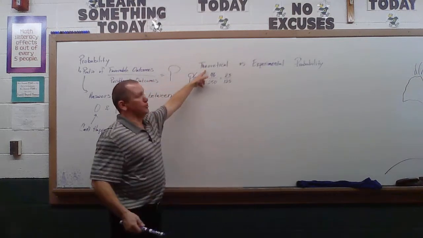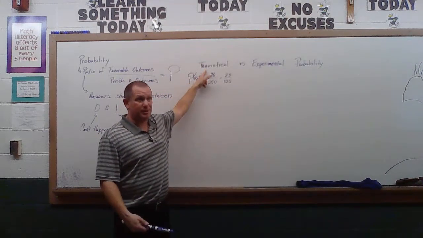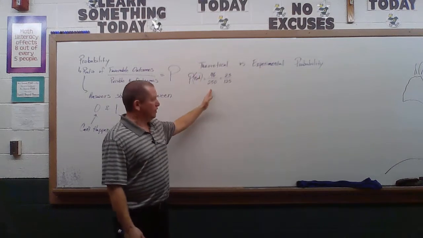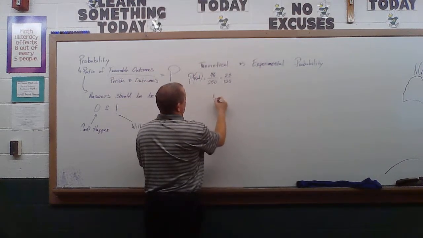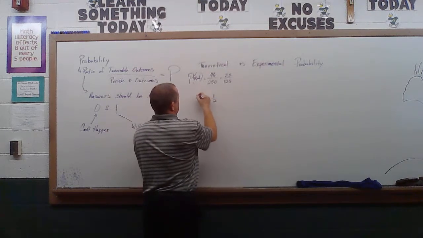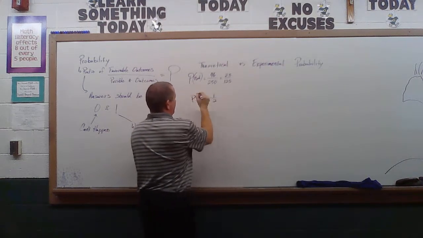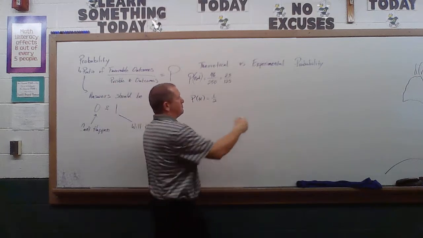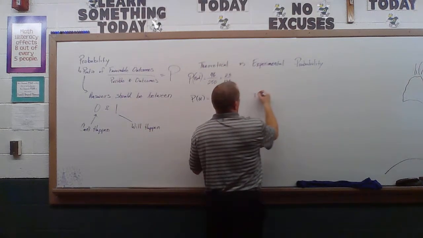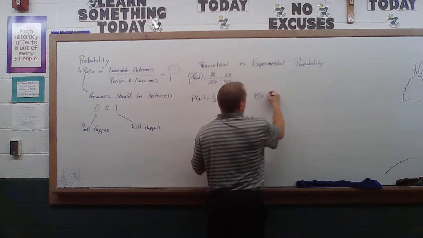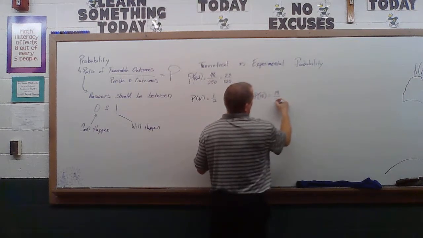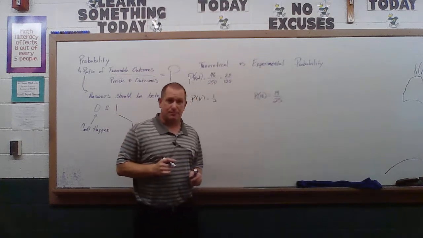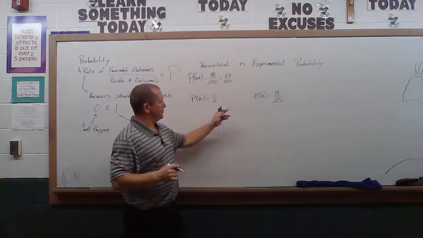My theoretical probability would have been, what's the probability of getting heads? 1 over 2. So my theoretical here for that problem would have been 1 over 2 for heads. So we would have written it like this. P of heads is 1 over 2. My experimental probability of heads was, well, it happened 14 times, and we did the experiment 25 times. So you see the difference?